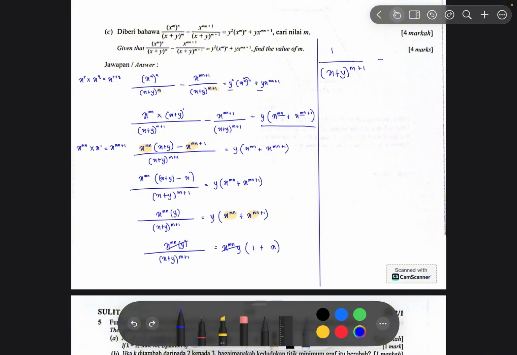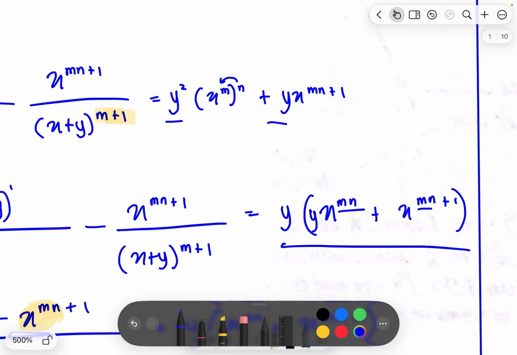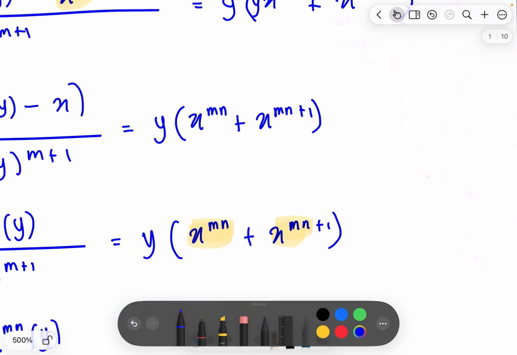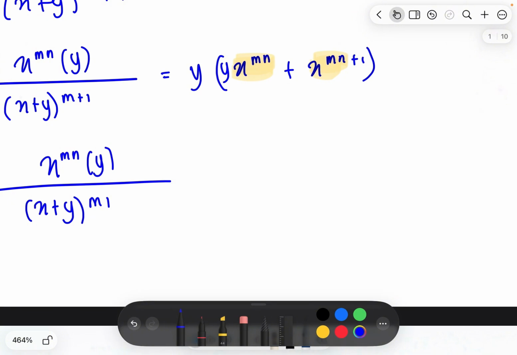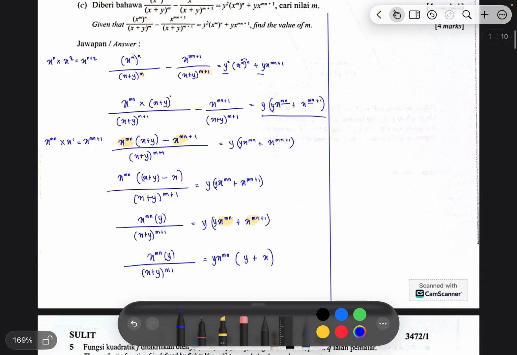Okay, wait, actually, I want to keep the y. Oh my gosh, I factorized wrong. No wonder it was weird. Sini ada y lah. This is y square. So there would still be y here. So if I factorize y outside and x, so xy bracket y plus x. Okay, no wonder I was like, wait, what? Why is it kind of weird?